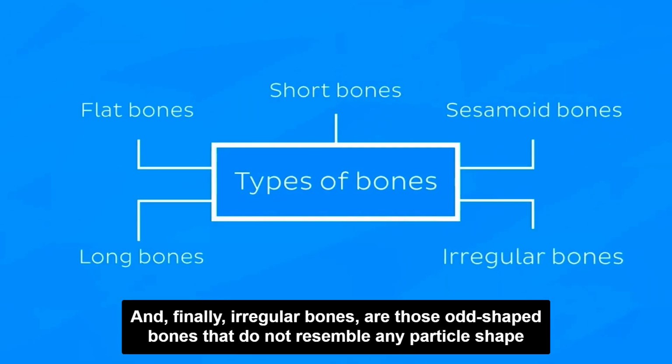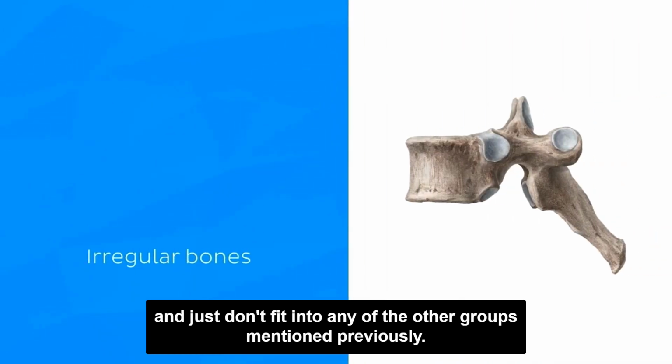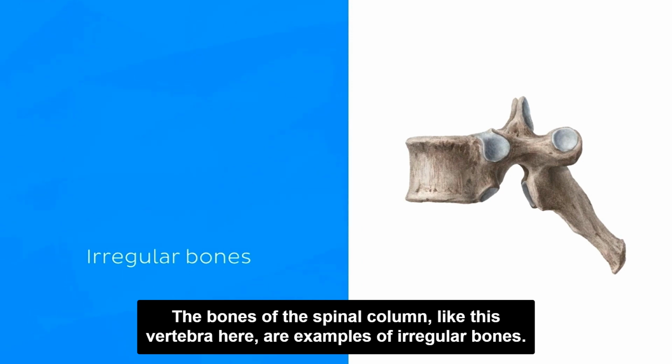And finally, irregular bones are those odd-shaped bones that do not resemble any particular shape and just don't fit into any of the other groups mentioned previously. The bones of the spinal column, like this vertebra here, are examples of irregular bones.